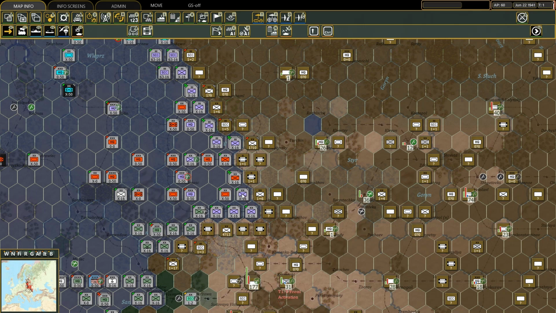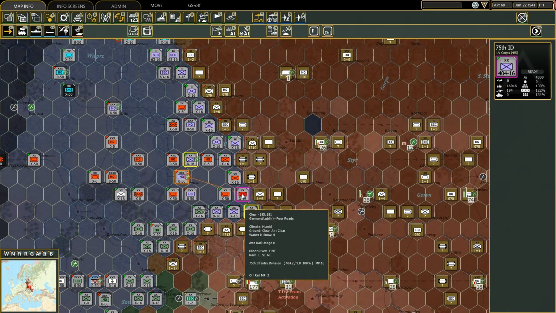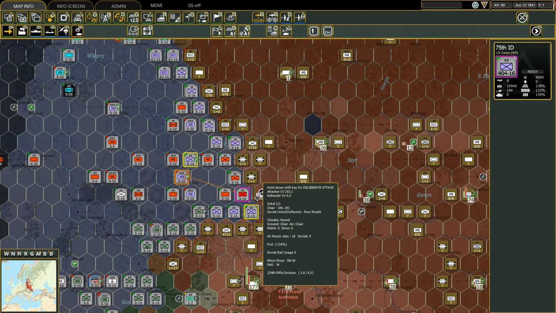And if you want to pre-simulate an attack, please don't mind the values, these are exaggerated. I will show you why in a separate episode at the end of this tutorial series. But when you select one of your units and hover the mouse on top of an enemy unit, you see here attacker value 202 and defender value 6.3. Then at the bottom of the info box, you see the 124th Rifle Division that has an attacking value of 1.0 and a defensive value of 6.3.